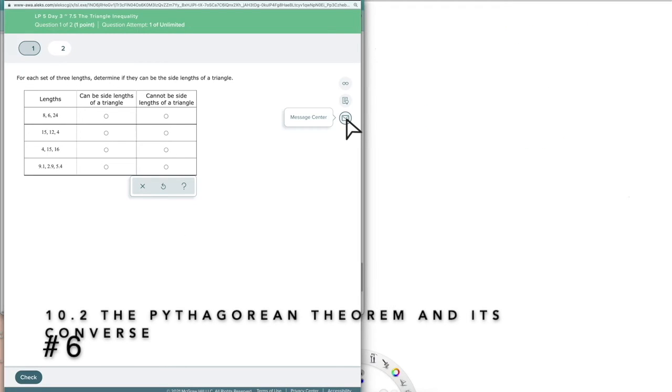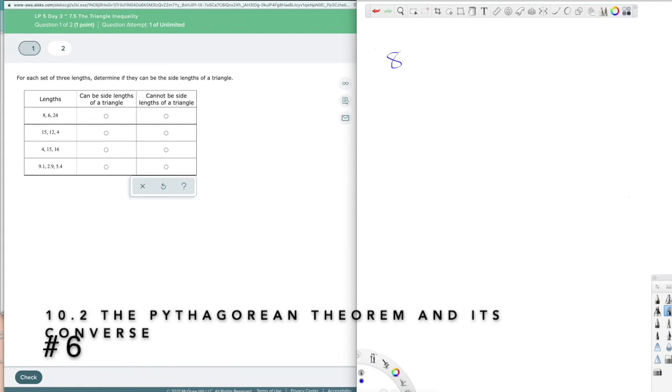For each set of three lengths, determine if they can be the side lengths of a triangle. So for the triangle inequality, 3 side lengths can form a triangle if and only if the sum of any 2 lengths is greater than the third side. So what we need to do is make sure that when we add 2 sides, it's always greater than the third side. If we find one of those to be false, then it can't be a triangle. So we're literally just going to go through and go 8 plus 6 is greater than 24.